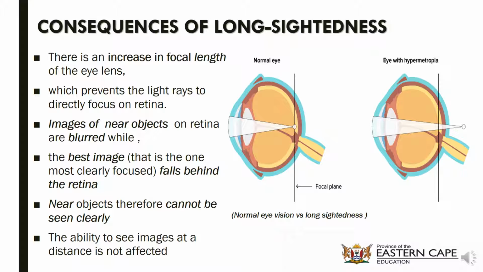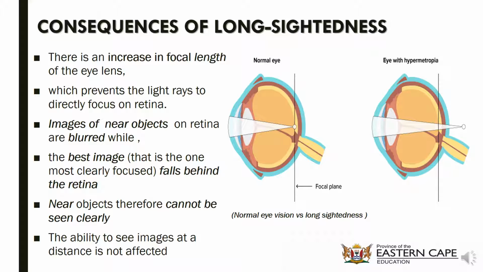If those three setups are there, what are the consequences of that? It means that we're going to have an increase in focal length of your eye. So if you look at the diagram, there are your two diagrams. In a normal eye, the light rays would come in. Once again, they would fall within the retina. But now, there's an eye with long-sightedness, hypermetropia.